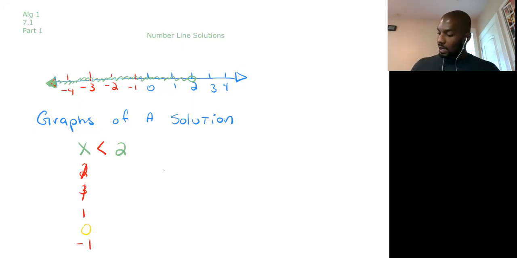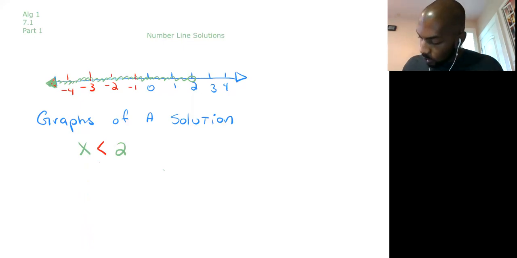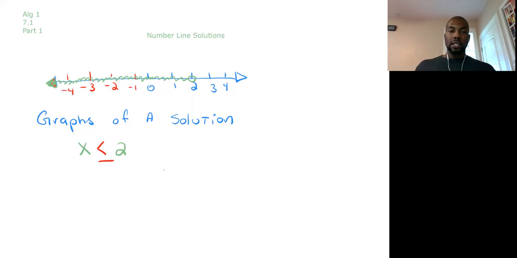Now, let's say instead of less than 2, it told me x is less than or equal to 2. You notice the equal to has a line underneath the little alligator mouth, the inequality symbol. In this case, because it includes 2, it is equal to 2 as well. I now need to close the circle, and it represents everything that is 2 and everything that is less than 2.